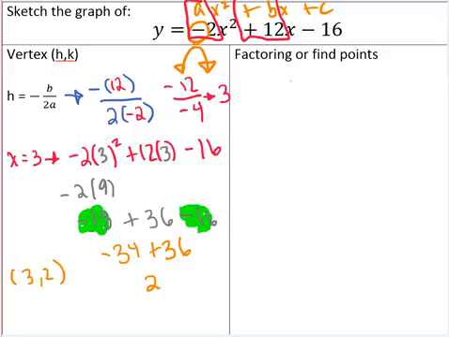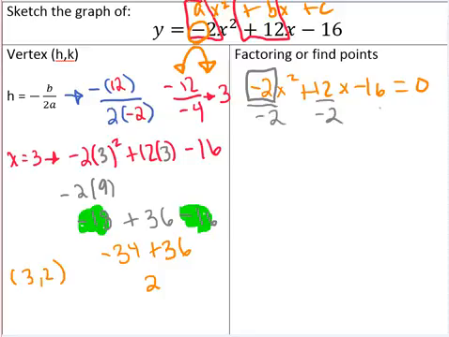Okay, so now we're going to factor this to find our roots. So we have negative 2x squared plus 12x minus 16 equal to 0. Again, this isn't a 1, so I notice that negative 2 can go into all of these terms, so we're going to divide a negative 2 out. That's called our GCF.